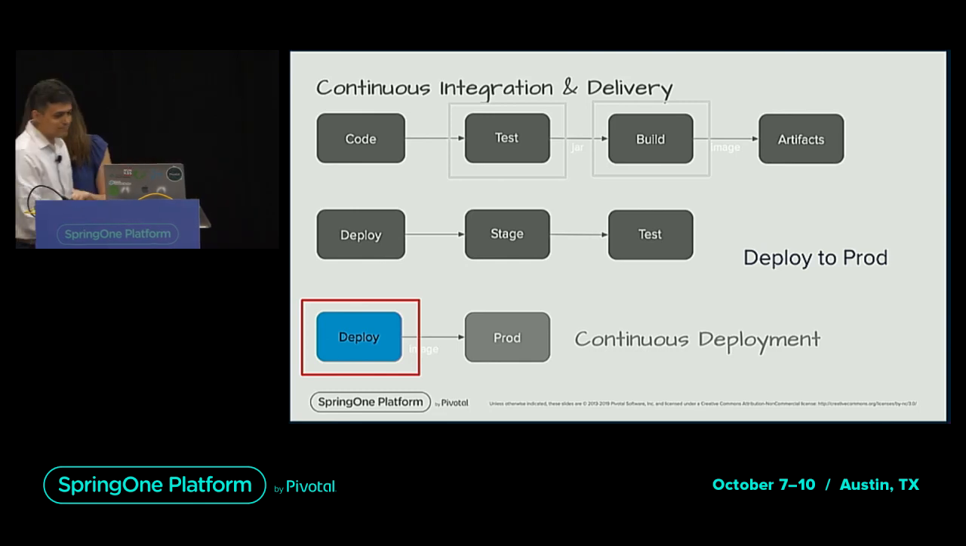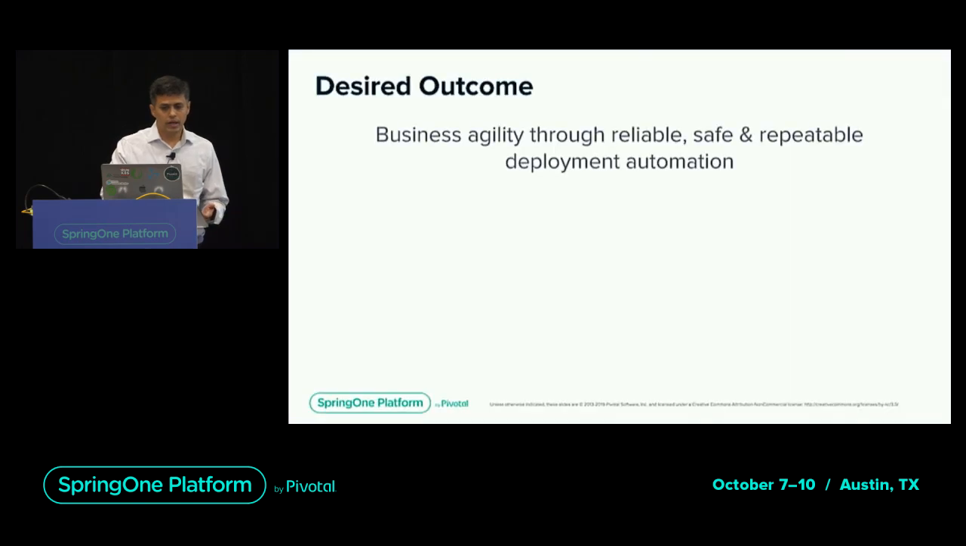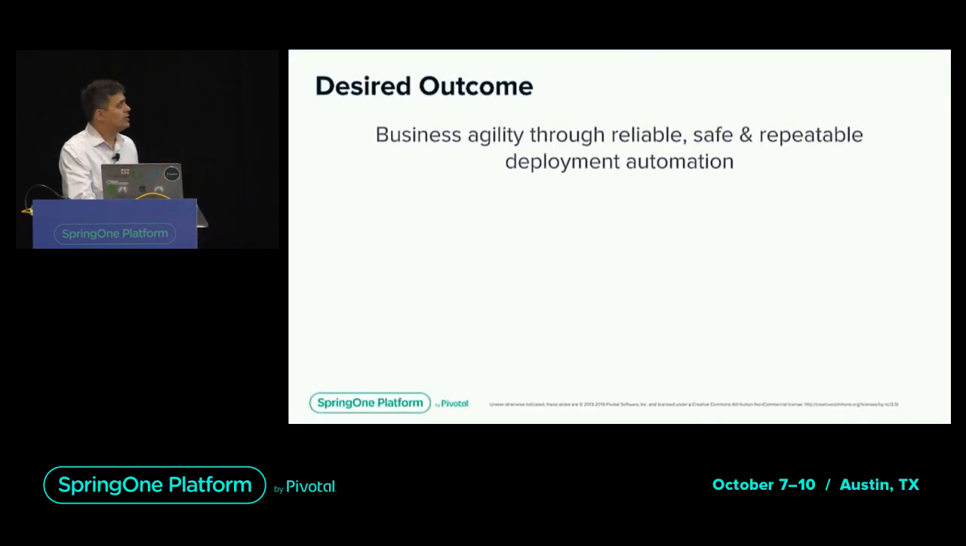Thank you, Cora. Well, what you have seen so far is the excellent way to automate the CI and continuous delivery process. Now we're taking a look at continuous deployment process. What is the desired outcome we are chasing here? The desired outcome of this whole effort is to deliver business agility, through reliable, safe, repeatable deployment automation.